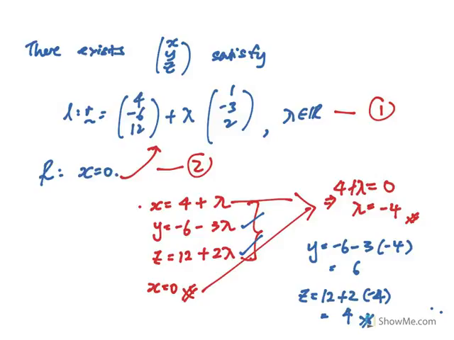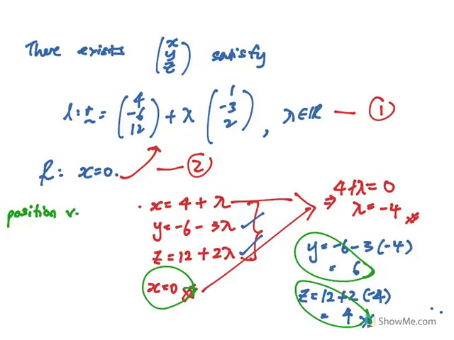Okay, and very quickly, taking my coordinates, x is 0, y is 6, z is 4. The position vector of the point of intersection is nothing but (0, 6, 4). Okay, and this is for part A.